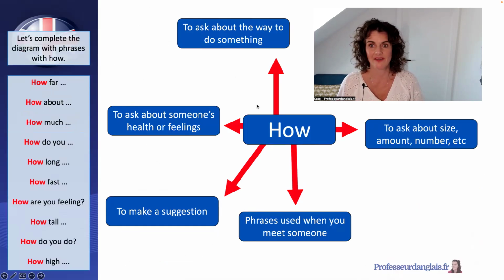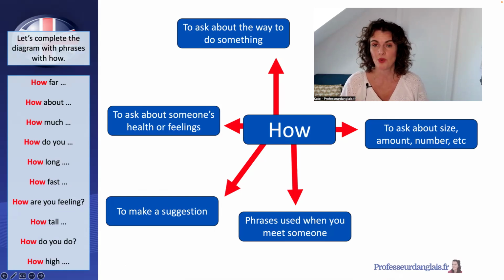Okay, so here we have our how diagram, and all of these how phrases can be split into categories. To ask about the way to do something, to ask about someone's health or feelings, to make a suggestion, phrases used when you meet someone, or to ask about size, amount or number, etc. So I want you to put these phrases in the correct category. If you need to, pause the video and restart when you're ready.